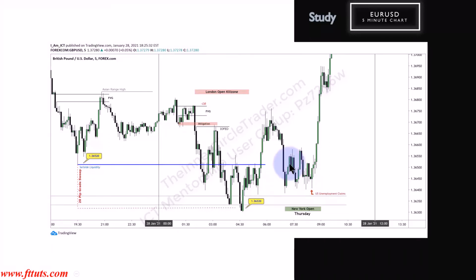And then we start consolidating ahead of what economic driver? I told you that we would have volatility. U.S. unemployment claims. It was released at 8:30 a.m. New York time today, or Thursday. If we look at this low to this high, isn't this an optimal trade entry?